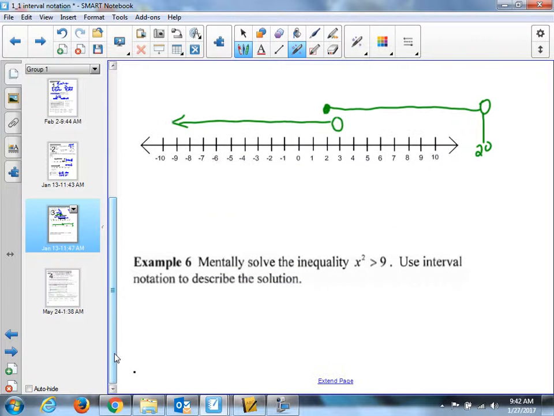Now, I realize it's the first day, and I'm leaving you with some questions to try because of the introduction kind of stuff. But mentally solve this inequality. X squared is greater than 9. Well, when is x squared equal to 9 is usually the way you think of it. At 3 or negative 3. So 3 and negative 3 are kind of the magic numbers that you're thinking of, right?